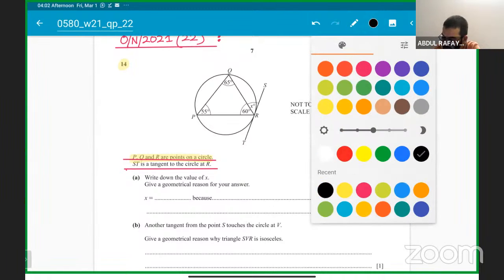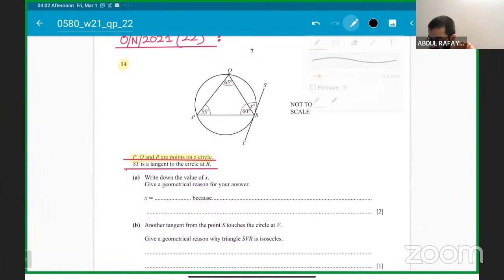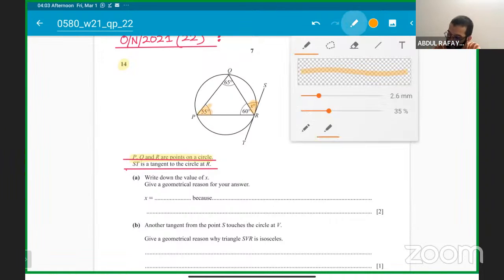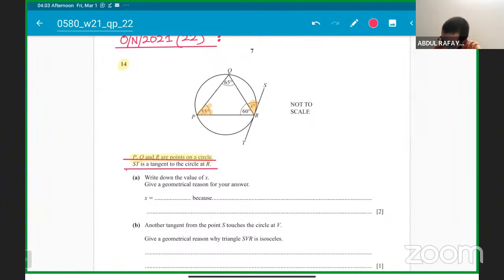So everyone must know what X is equal to. Understand, this is a common theorem. It's a circle theorem question. So X will be equal to 55 degrees, because of the alternate segment theorem. Everyone following? So X is equal to 55 degrees because of the alternate segment theorem. Okay, understood? That's how you will get the 2 marks of this one.